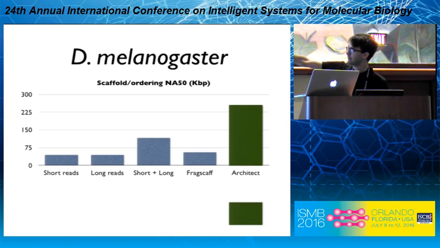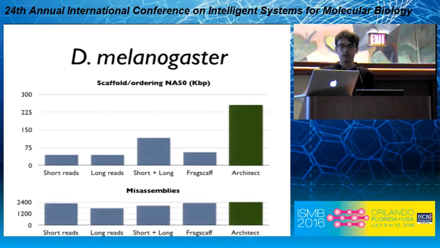And again, this is the NA50. The NA50, as you may know, accounts for possible misassemblies. And we can look at the misassemblies directly, and Architect introduces only a small number of these inside the assembly that it produces.